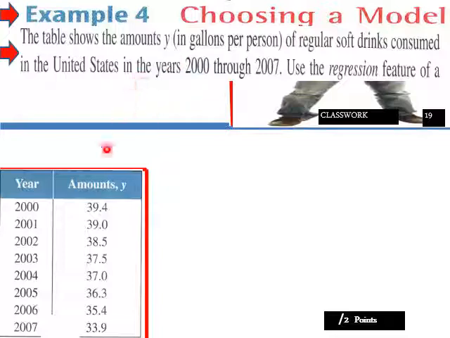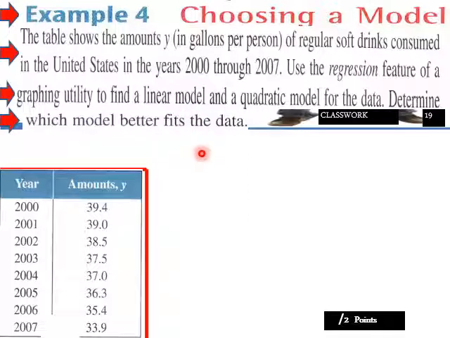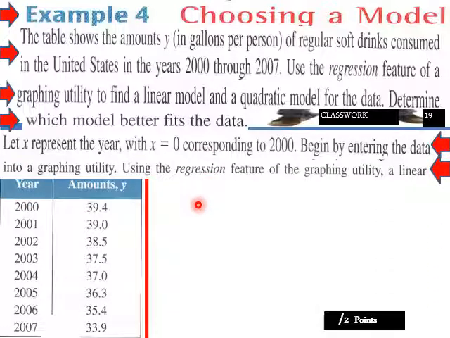Example 4, choosing a model. We have a table here of gallons per person of regular soft drinks consumed in the United States through 2007. Here is a data set. Use the regression feature of a graphing utility to find a linear model and a quadratic model for the data. Determine which model fits the data. So let x represent the year with x equals 0 corresponding to 2000. Begin by entering the data into a graphing calculator.